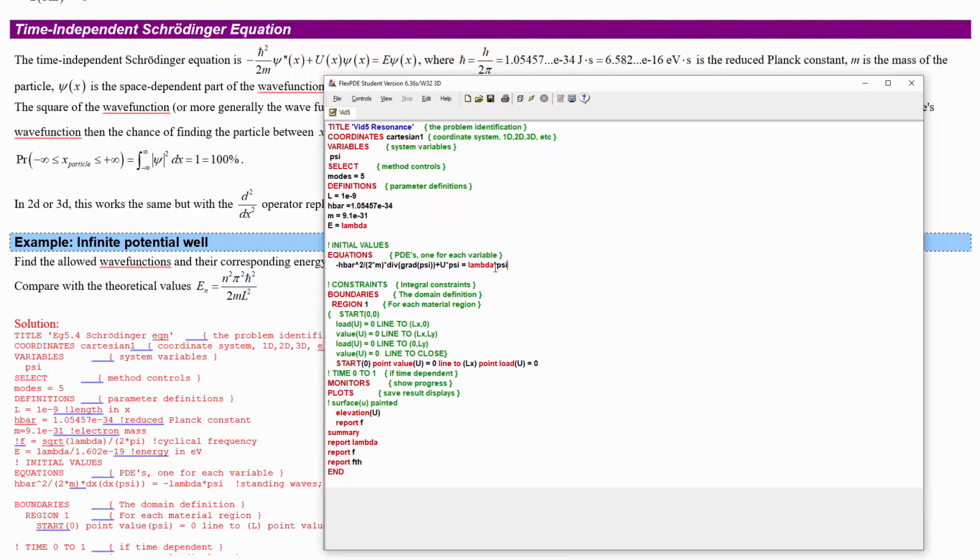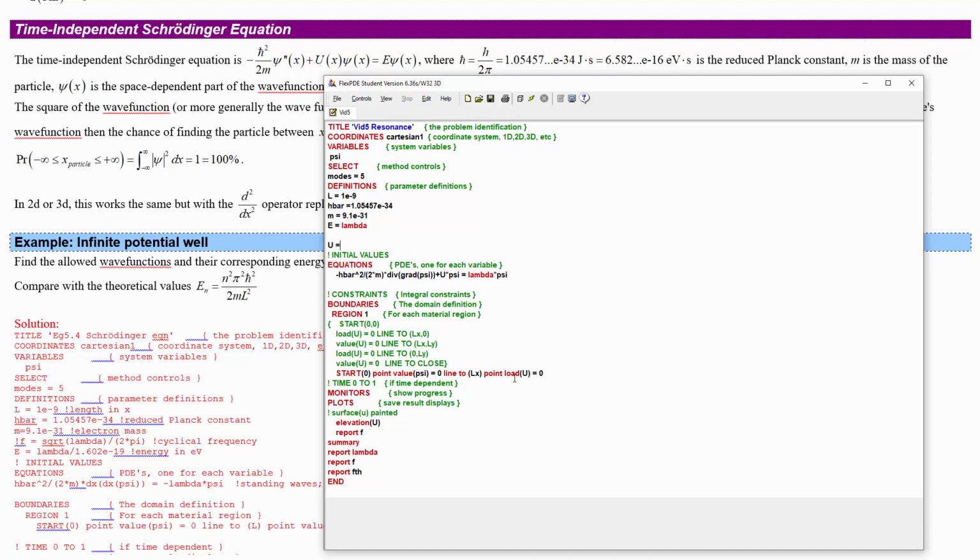Okay, so this is a situation that sets up the energy is just equal to lambda. What do we need to do? We're going to start at 0. We're going to say at the left end of the well, now U is the potential energy. We should say value of psi is equal to 0. We're going to say everywhere in the well, U is equal to 0. Line to L, and then at this point value of psi is equal to 0. We're going to make an elevation plot for psi. We're going to report the energy. And then, well, reporting lambda is reporting the energy. That might do for now.